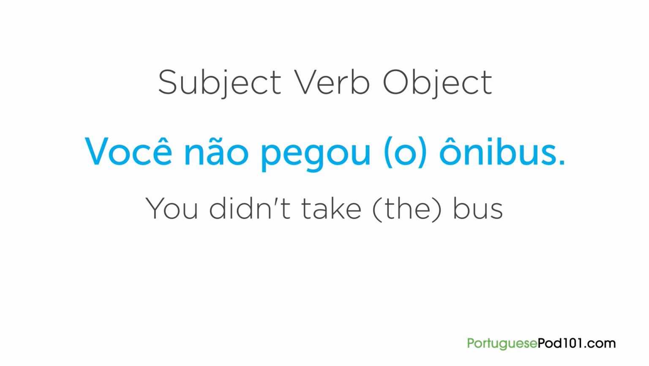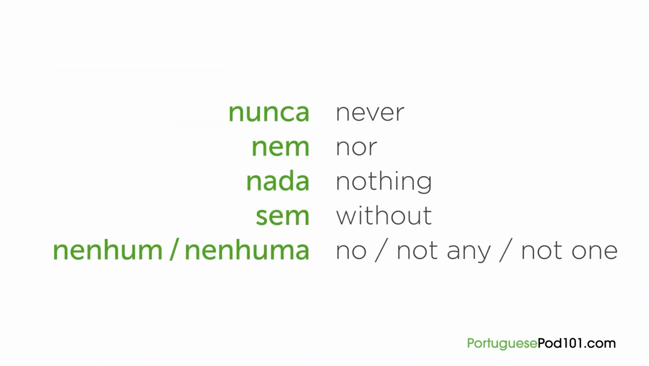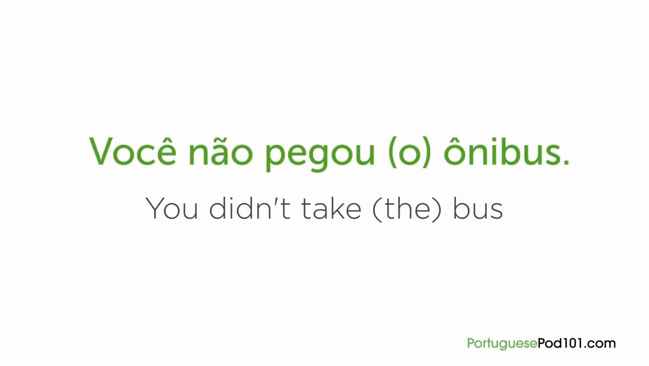Você não pegou o ônibus. Basically, there are no different rules for these negative sentences. Just place the negative word não before the verb and keep the word order. There are also other negative words in Portuguese, such as these. Nunca, nem, nada, sem, nenhum, nenhuma. Negative words in Portuguese may follow different rules and be placed differently. For now, just stick with não before verbs, and you'll do just fine.